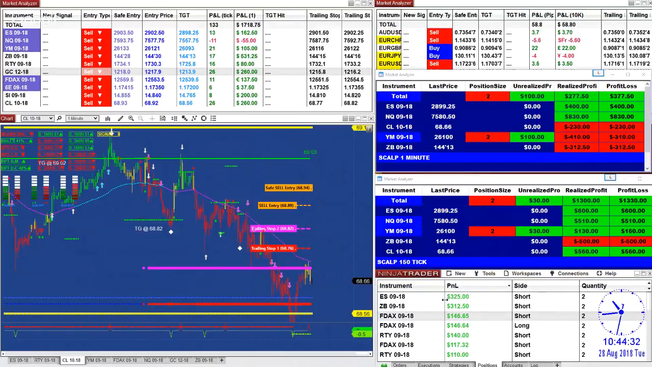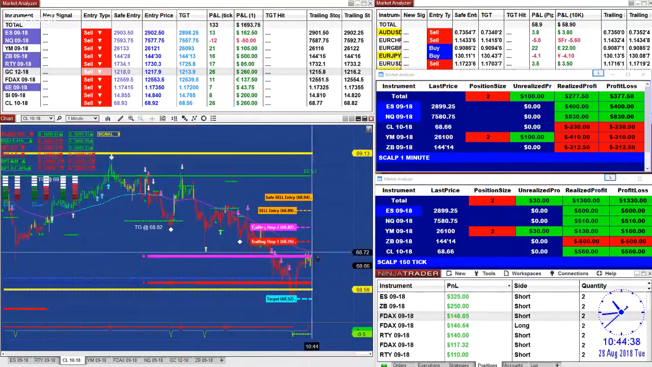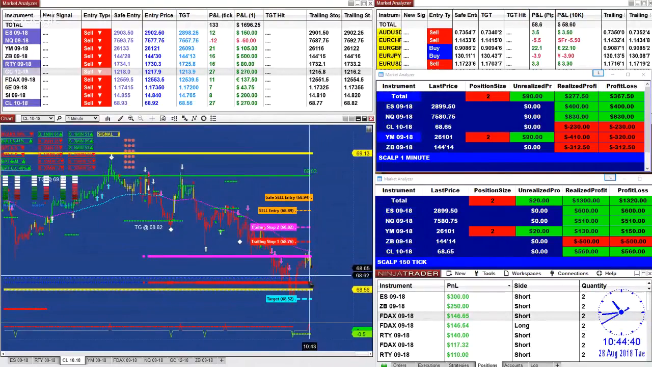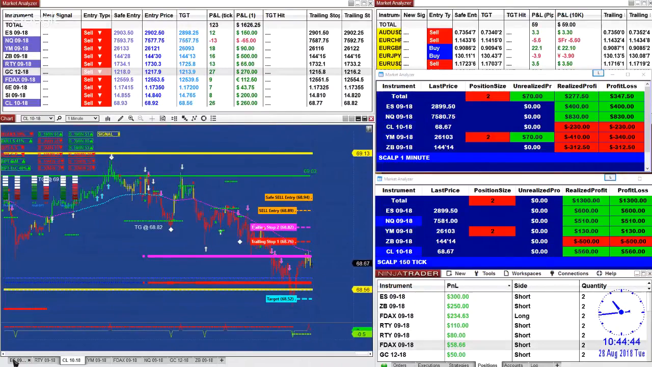The market is going in different directions with no prediction on it. This one here, we're gonna come into the 68.60. I don't like it.